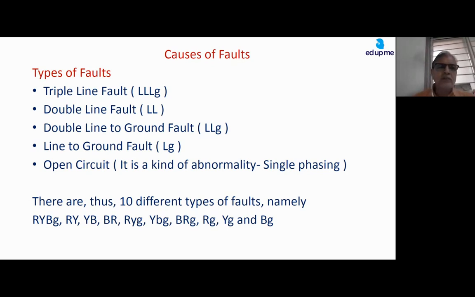The different types of faults are triple line to ground, double line to ground, line to ground. Open circuit is a kind of abnormality which is known as single phasing. That means one of the wires out of the three phases is disconnected because of some reason. So if I see the different types of faults, then there are 10. I have listed down RYBG, RYYB, BR, etc. There are 10 different kinds of faults.